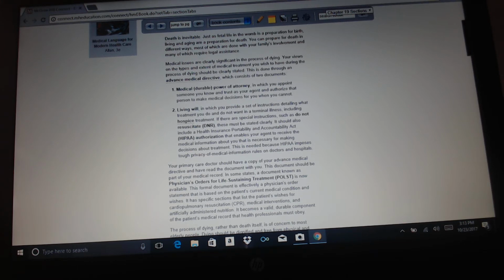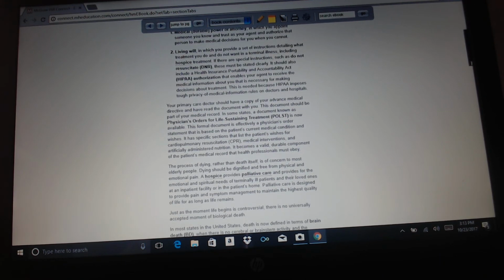Medical issues are clearly significant in the process of dying. Your views on the types and extent of medical treatment you wish to have during the process of dying should be clearly stated. This is done through an advance medical directive, which consists of two documents: the medical durable power of attorney, in which you appoint someone you know and trust as your agent and authorize that person to make medical decisions for you when you can't; and a living will, in which you provide a set of instructions detailing what treatment you do and do not want in terminal illness, including hospice treatment. If there are special instructions such as do not resuscitate, these must be stated clearly.